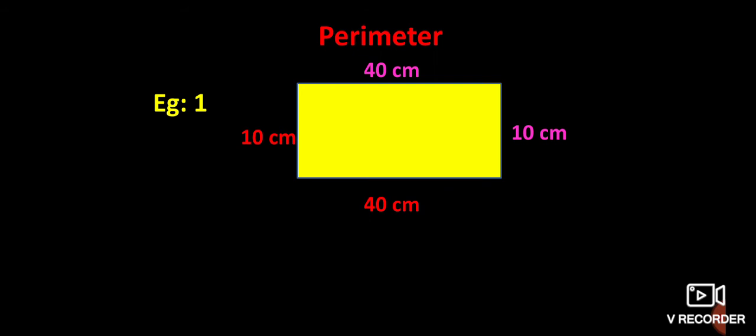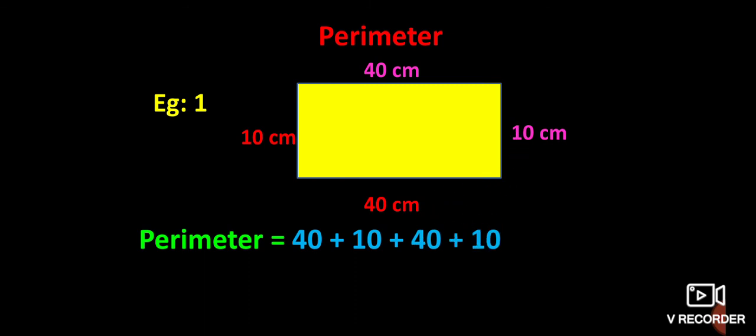How will we find the perimeter of this shape? Yes, we have to add all the values. We have to add all the lengths. Here these two are length and 10 centimeter are breadth. Then perimeter equal to 40 plus 10 plus 40 plus 10 equal to 100 centimeter. This is the method of finding perimeter of any shape when the measurements are given.